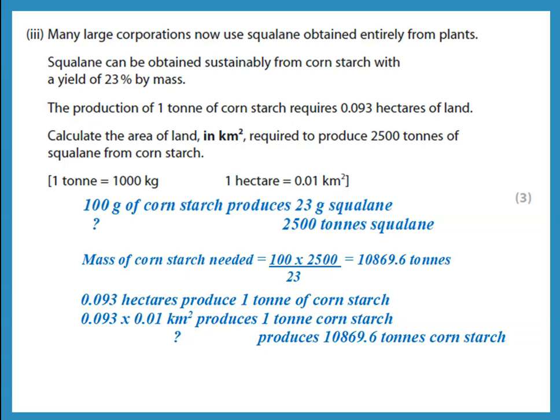Then we need to determine how much land is needed. He says 0.093 hectares produce 1 ton of cornstarch. So how much, if I convert it to kilometers squared, will give me 1 ton, and how much of these will produce the number of tons of cornstarch that we need? That means the area of land that I need is the 0.093 times 0.01, so that I get it in kilometers squared, times the number of tons of cornstarch that I need, so that ends up with 10 kilometers squared of land that is needed.